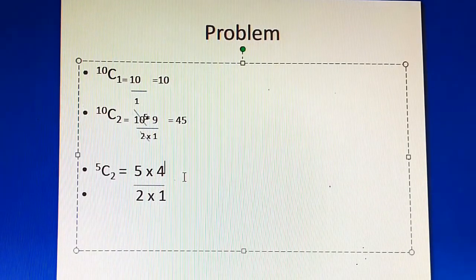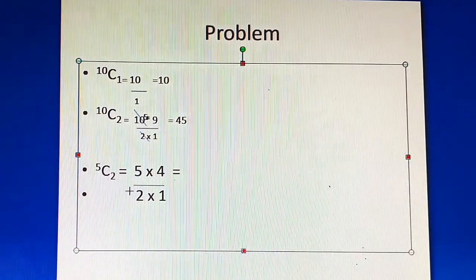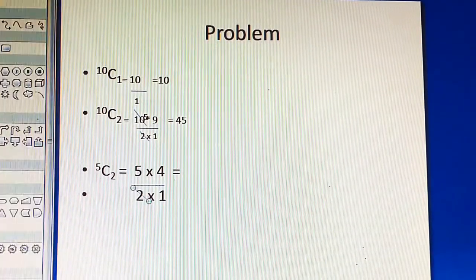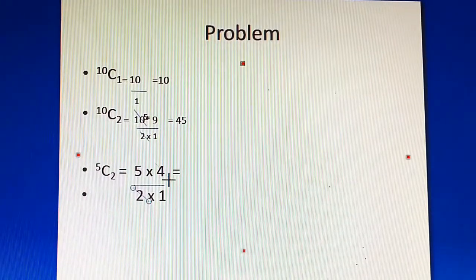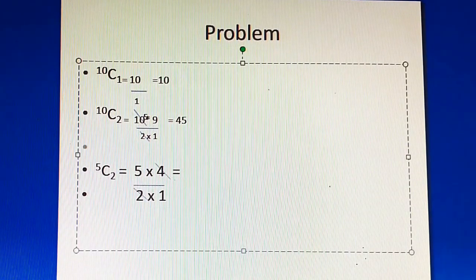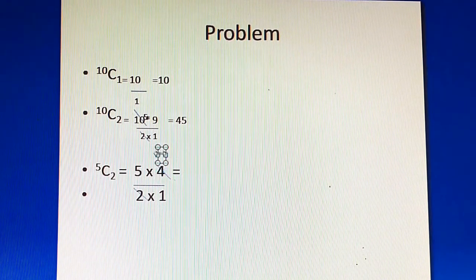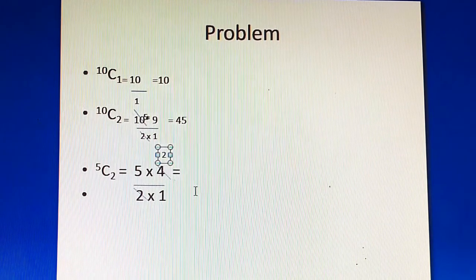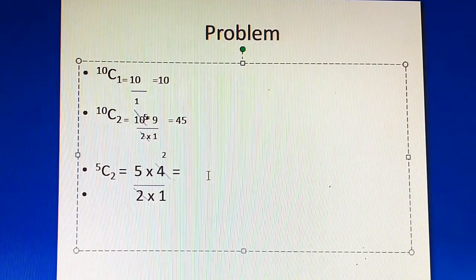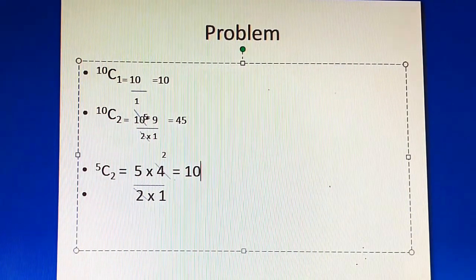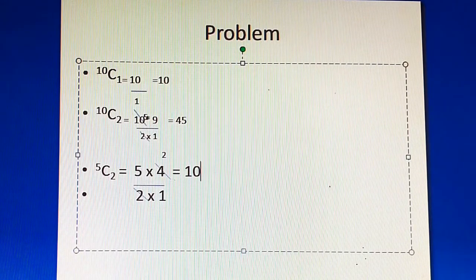Okay students, so I can cancel this 2 and 4, am I right? 1 2s are 2 and then 2 2s are 4. So I can write this as 2, and 5 multiplied by 2 will give you 10. You can just have a look at how I have solved 5C2.